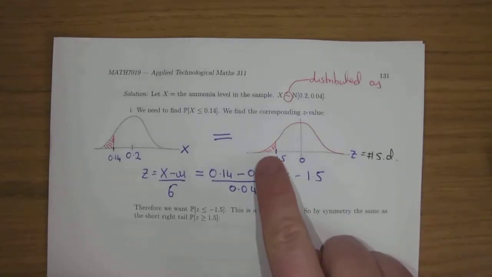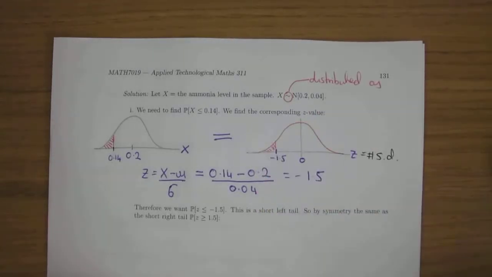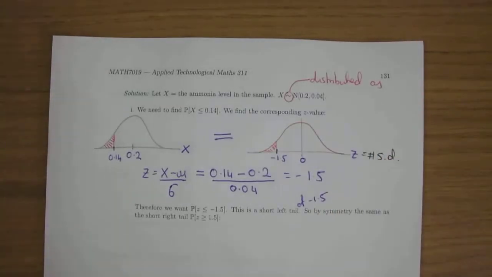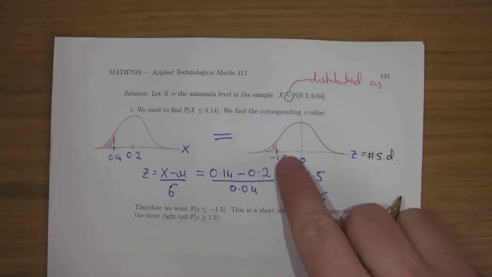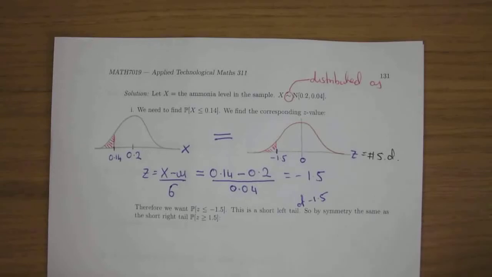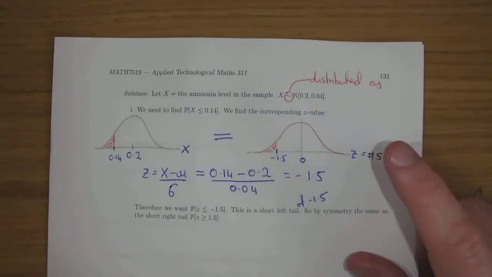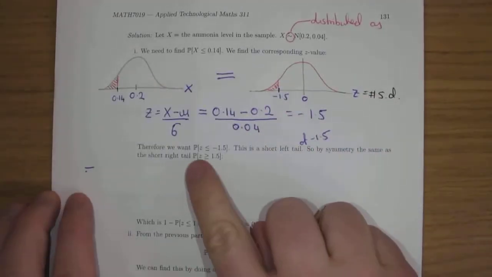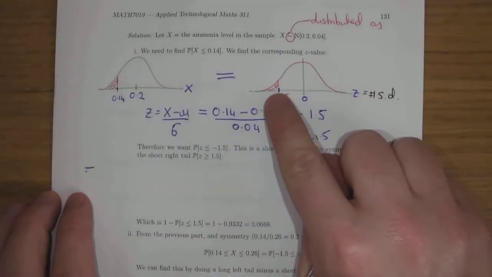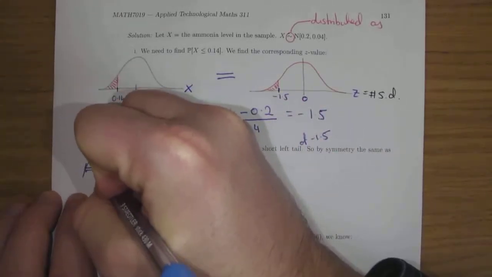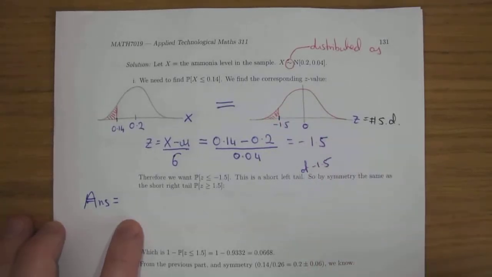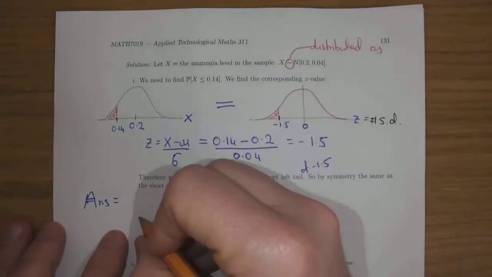So what we want is the short left tail of minus 1.5. We're going to do a bit of messing around. We're going to say that this is equal to the short right tail of plus 1.5, which I will draw down here. So the answer is equal to the area in the short left tail, but by symmetry it is the same as the area in the short right tail.